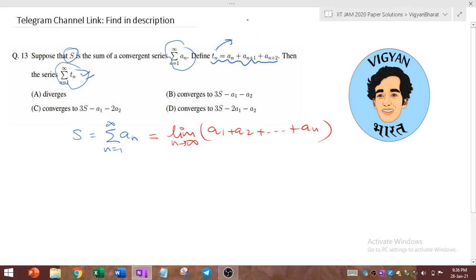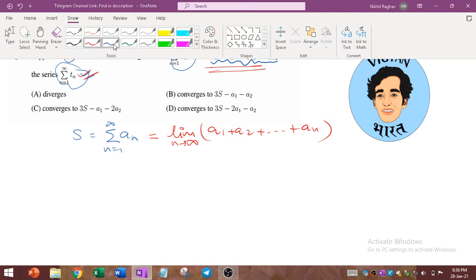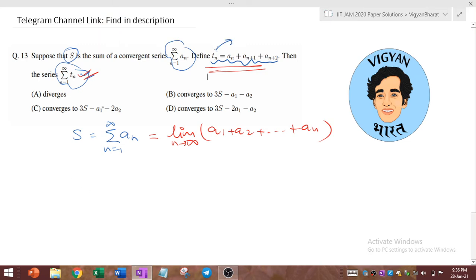Now we have to calculate the sum of this particular series, so we're going to make use of this expression. The problem is very simple, we just have to make some calculations here. What we need to find is first this expression: T1, T2 till Tn, and finally we have to take the limit of this expression in order to calculate this sum. So let's start.